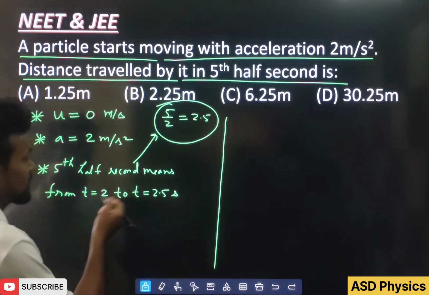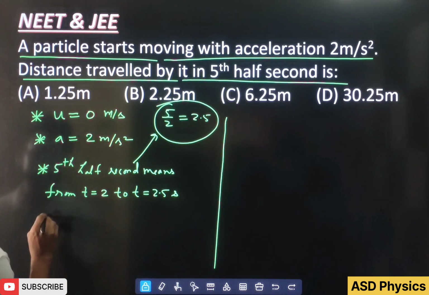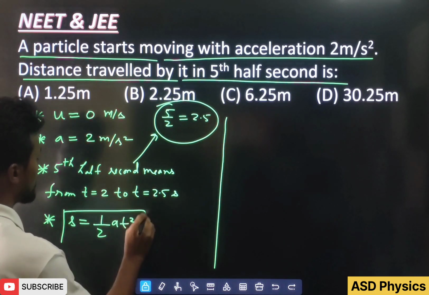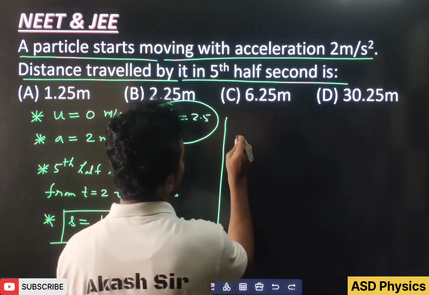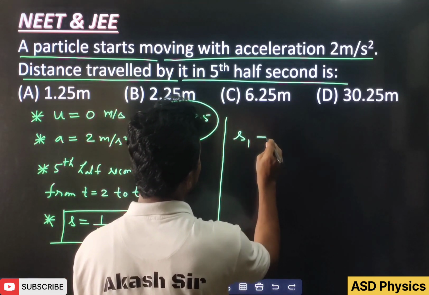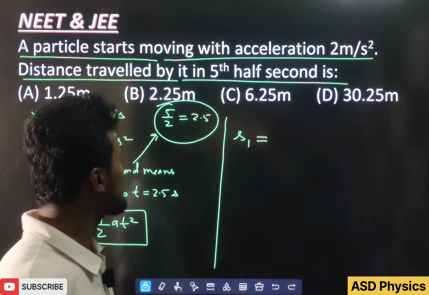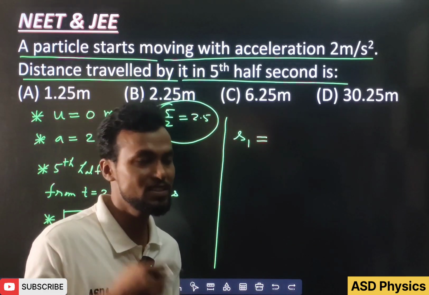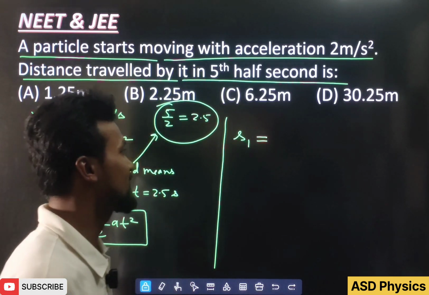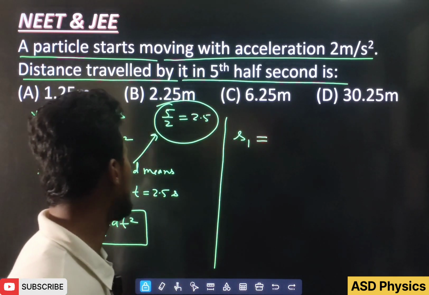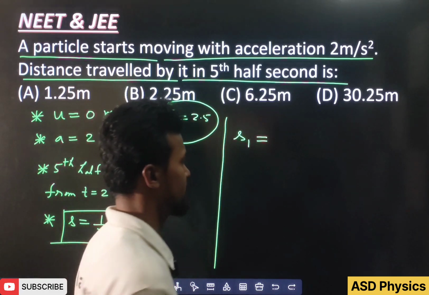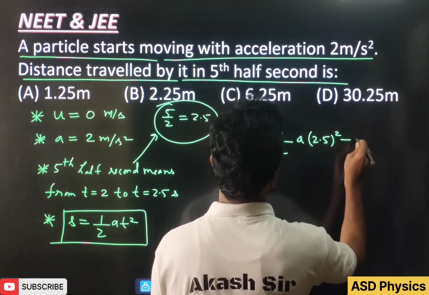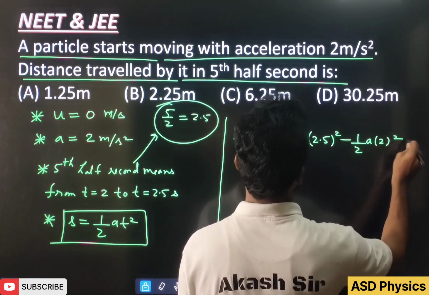Now t equal to 2 to t equal to 2.5, and the object is starting from rest. That means we can use s equal to half a t square. If we have to calculate how much it will travel, let's take S1 is given by displacement. They are telling distance, traveling in the same direction, means traveling in a straight line without changing direction. So we can take distance in 2.5 seconds minus distance in 2 seconds. So I can write half a 2.5 square minus half a 2 square.